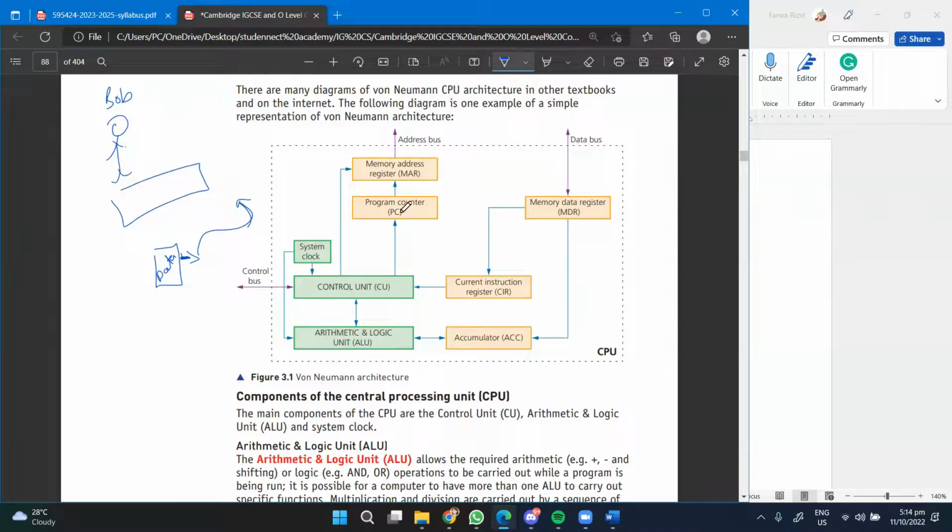Right? And then there's one more left, the program counter. The program counter is another register which represents how many programs or how many tasks have been executed for a certain amount of time.